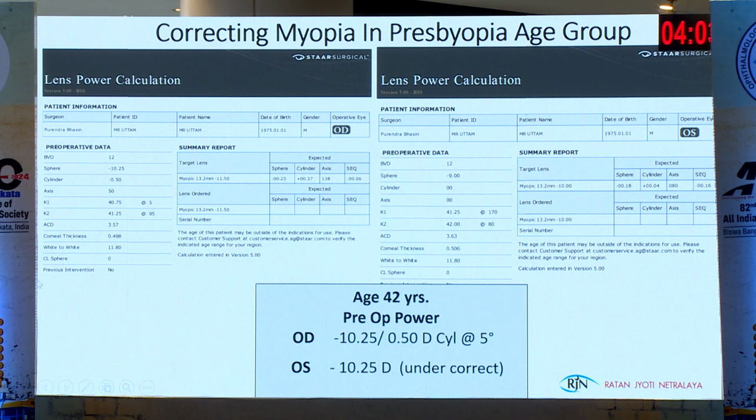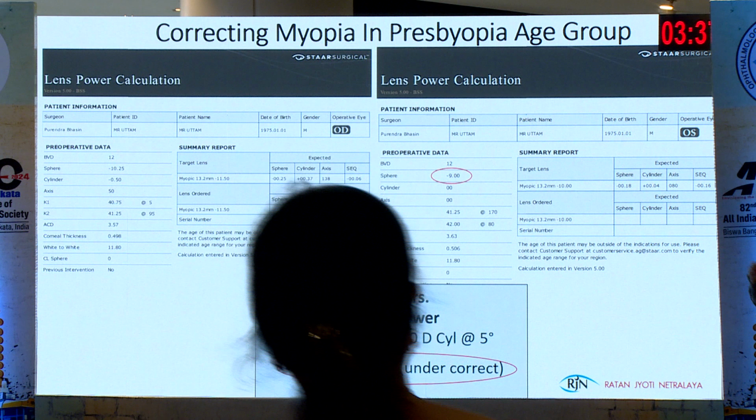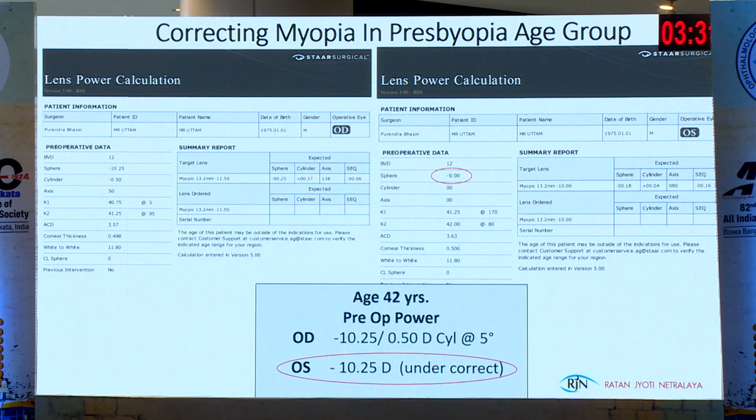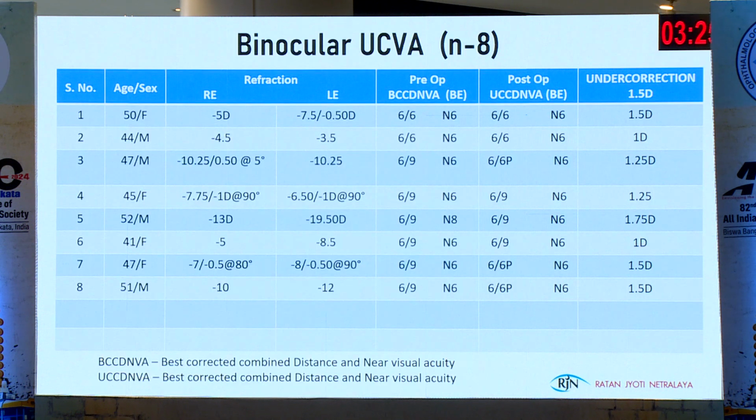Another case, a 42-year-old patient who was a high myope, and mind you, this is the presbyopic age group, so we performed surgery for this patient, keeping one eye undercorrected. Instead of -10.25 correction, we did a spherical correction of -9 diopters in this eye. So this left eye will help for near vision, and the right eye for distance vision. This way, with monovision correction, by undercorrecting, we gave the patient good help for distance and near work.